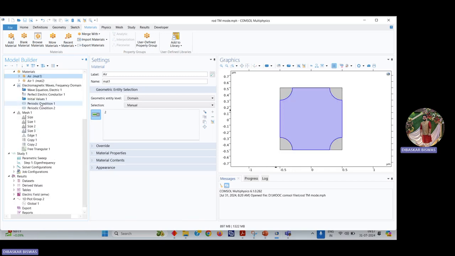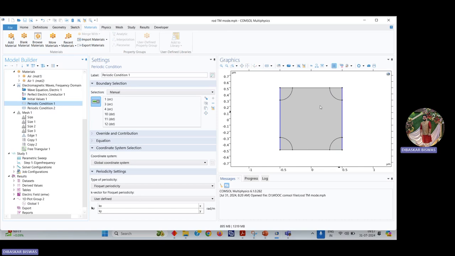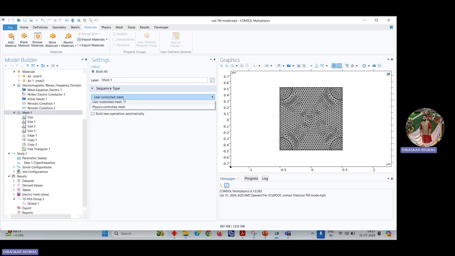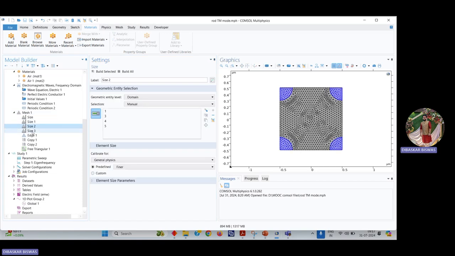After giving this, you go to periodic condition, you apply it to these opposite faces, and then Floquet periodicity as Kx and Ky, second periodic conditions. Then you go to mesh. You use user control mesh or physics control mesh, but the physics control mesh actually does not give that kind of better fine mesh. So you go for user control mesh, select the regions individually, and then select the quality of mesh here.